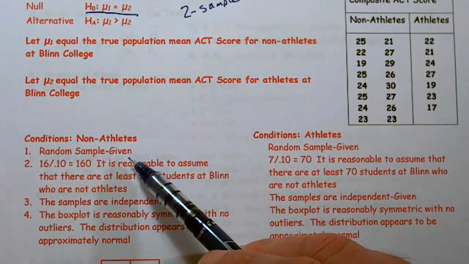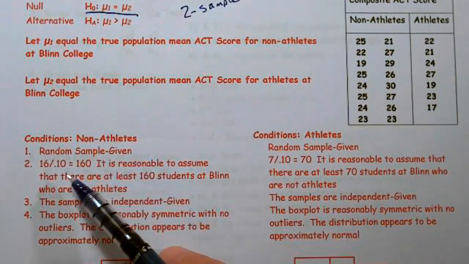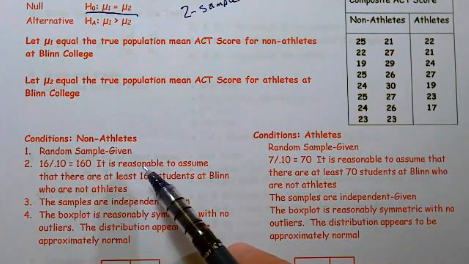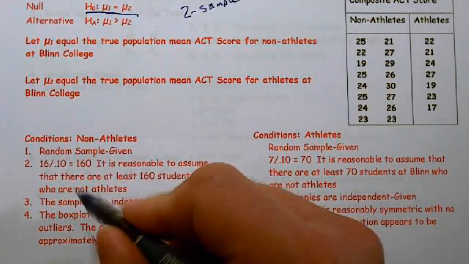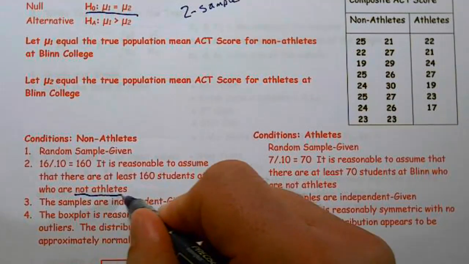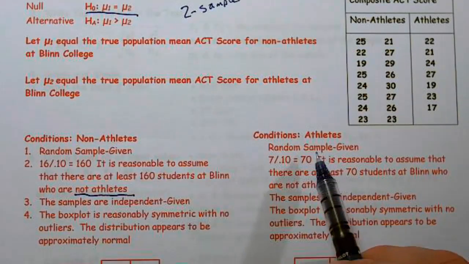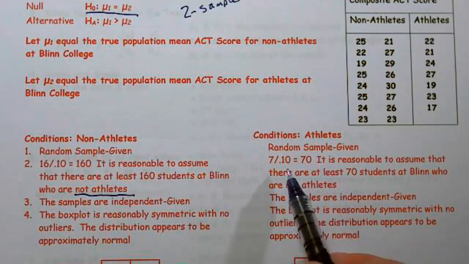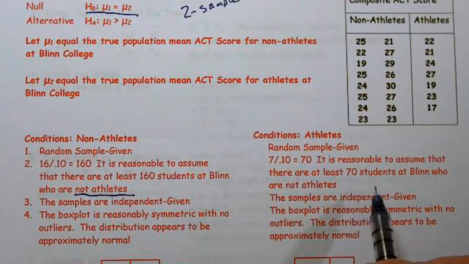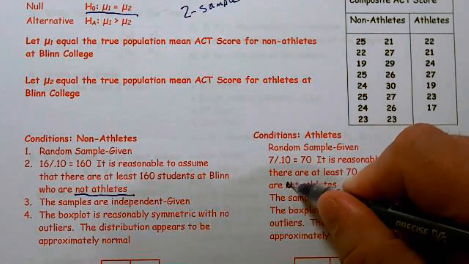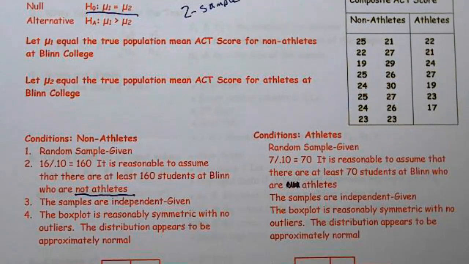Random sample, well, they gave it to us. 16 divided by 0.1 is 160. It's reasonable to assume that there are at least 160 students at Blinn who are non-athletes. Compare that over here. Random sample was given. 7 divided by 0.1 is 70. Reasonable to assume that there are at least 70 students at Blinn who are, and by the way, this should not have said not, this should have said athletes. The samples are independent, that was a given.